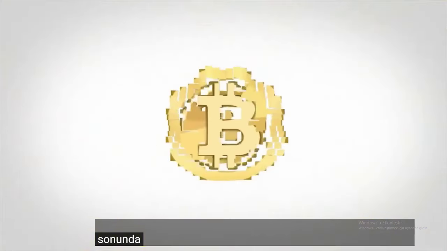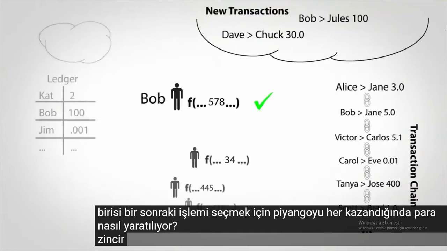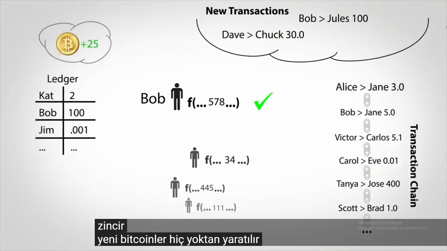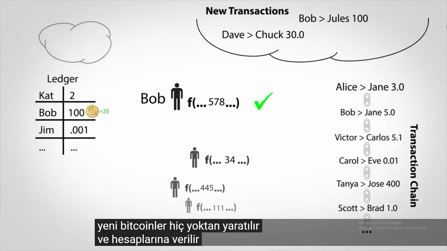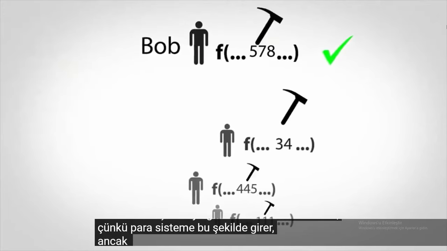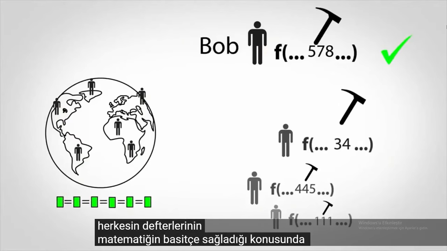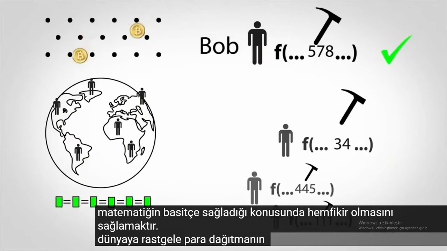Finally, how does money get created? Every time someone wins the lottery to pick the next transaction in the chain, new bitcoins are created out of thin air and awarded to their account. Solving these problems is commonly called mining, as this is how money enters the system, but the main purpose of the math is to make sure everyone's ledgers agree. The math simply provides a convenient way to randomly distribute money into the world.